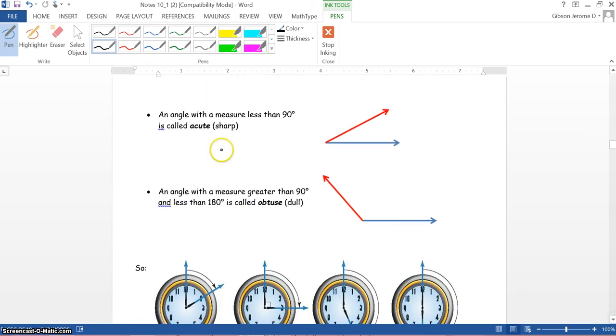Now, an angle with a measure less than 90 degrees is called acute, which is also called sharp. An angle with a measure greater than 90 degrees and less than 180 degrees is called obtuse or dull.